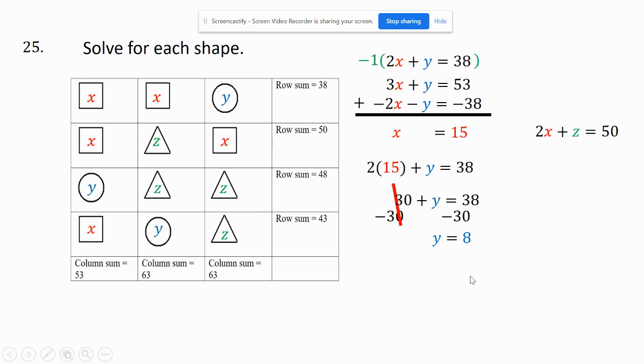So y is 8. So if y is 8, to find the z, 2x is 2 times 15, which is 30, and subtract that from the 50, so z is 20.